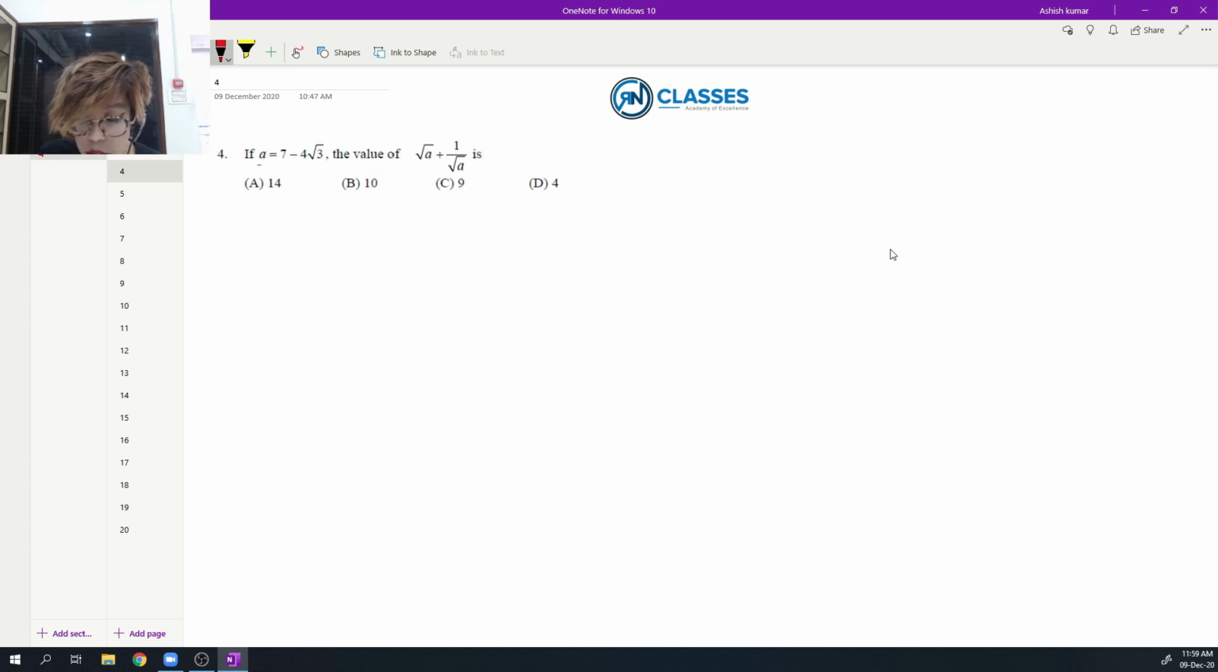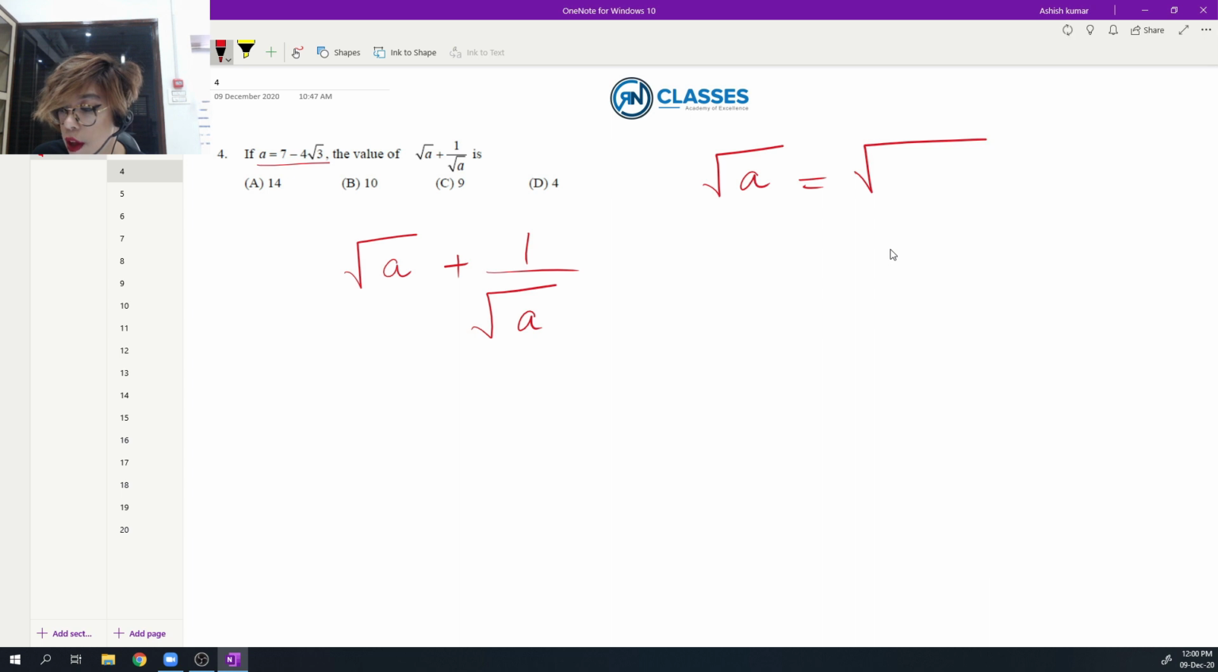Now A is given to be this. I'm interested in the positive square root of A plus 1 by positive square root of A. Agar mujhe positive square root of A hi pata chal jaye, my problem is solved. So I'm interested in positive square root of 7 minus 4 root 3. Right? That means I'm looking for such a number whose square is 7 minus 4 root 3. Right? Obviously, this number will consist of two terms. Right? Yahan pe kya bana hai, yahan kya aana hai?